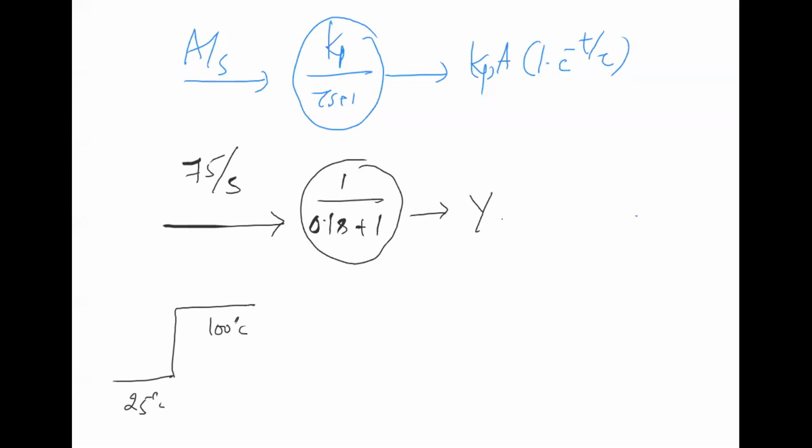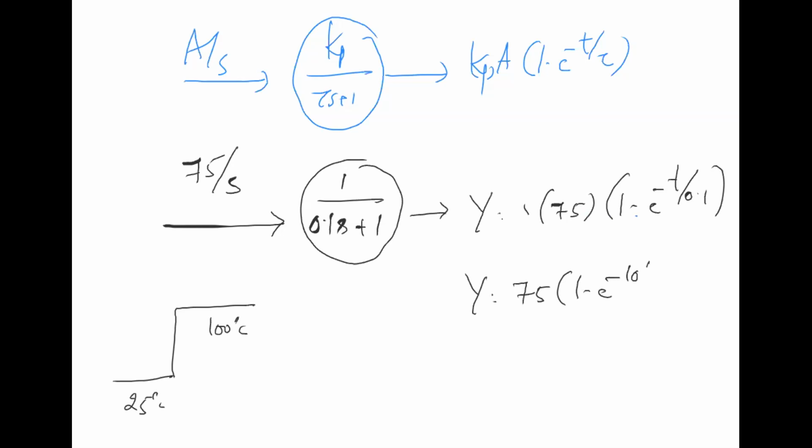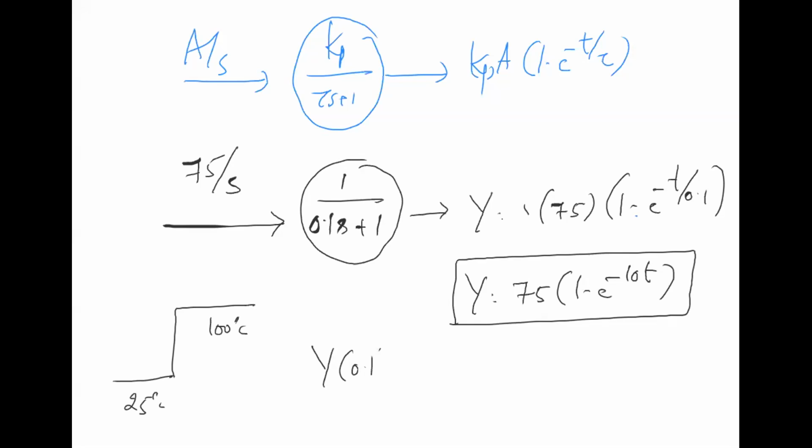Then what is my response? Capital Y equals Kp into A. Kp is 1, A is 75, into 1 minus e power minus t by tau. So y is 75 into 1 minus e power minus 10 t. So this is the response. Now the response after 0.1 minutes is y of 0.1 equal to 75 into 1 minus e power minus 10 into 0.1. So this is 75 into 0.632.